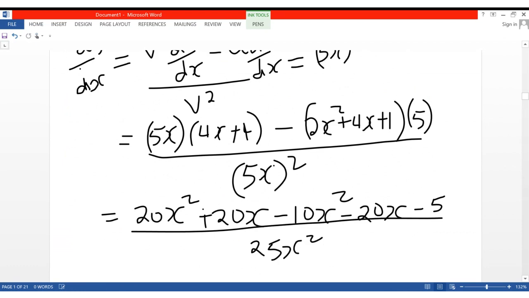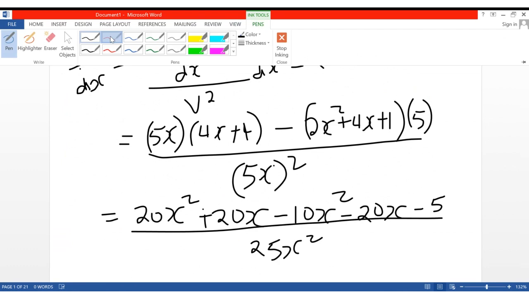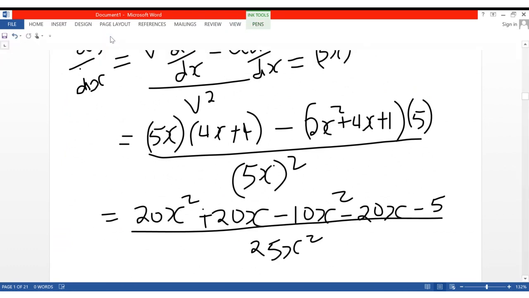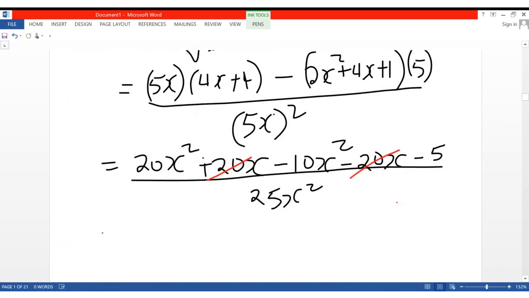There's something that can easily cancel here. You can see it's just a matter of simplification. The 20 and that one will go. Then I'll have the other one as 20x squared minus 10x squared, which will remain as 10x squared minus 5, all over 25x squared. And that is the final answer.